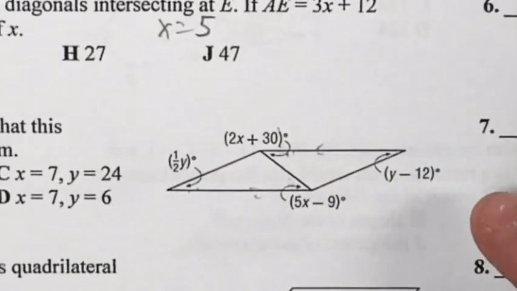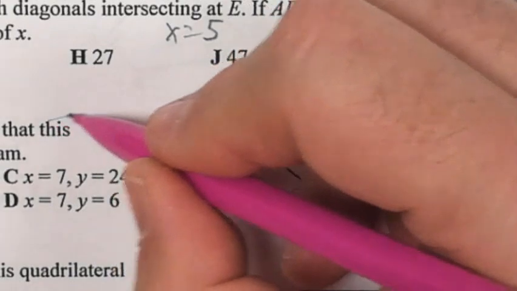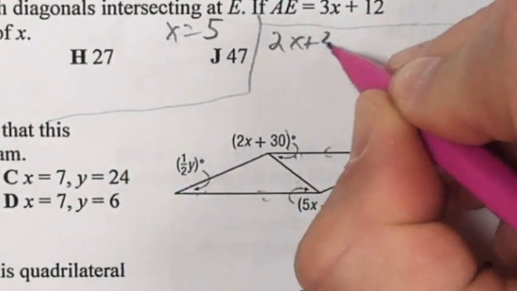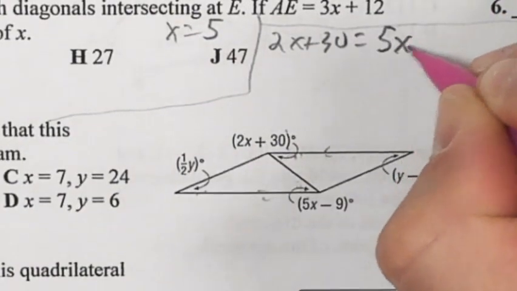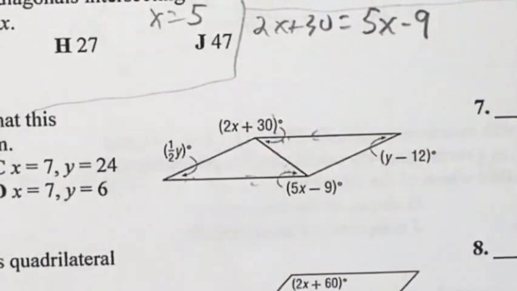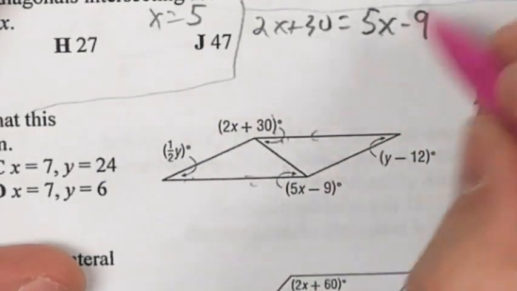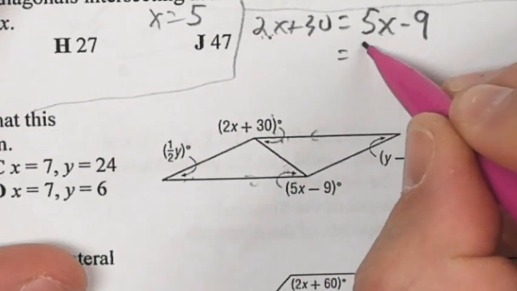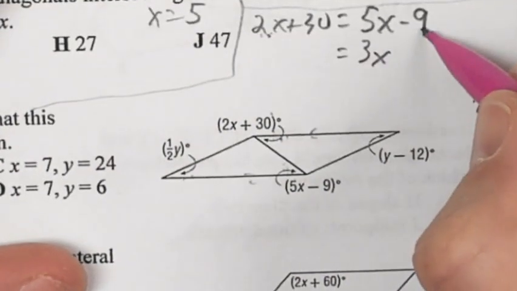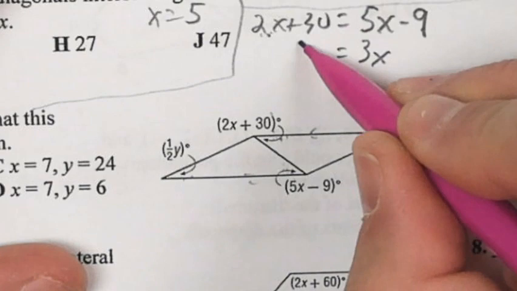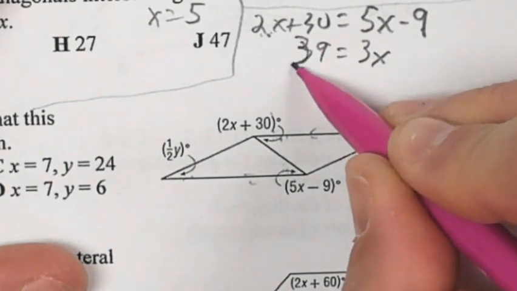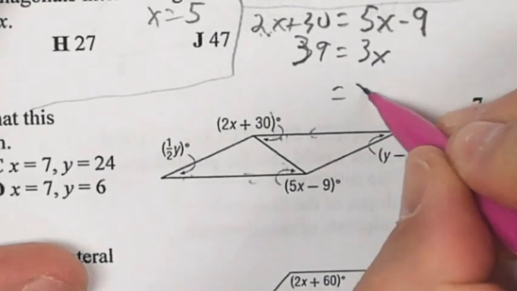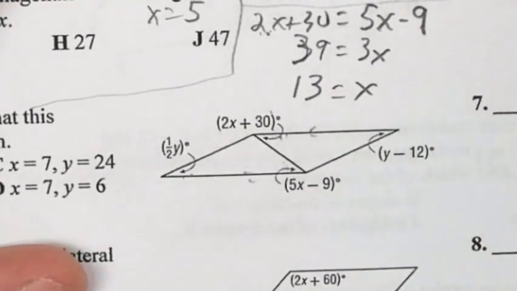Let's do the x equation first, and I'm going to jump up here because that's where I have room. 2x plus 30 equals 5x minus 9. We get all of our x's on one side. I'm going to move the 2x since it's smaller. Subtracting 2x on both sides gives me 3x. We're also going to add 9 to both sides, gives me 39. And now divide both sides by 3, gives me x equals 13.